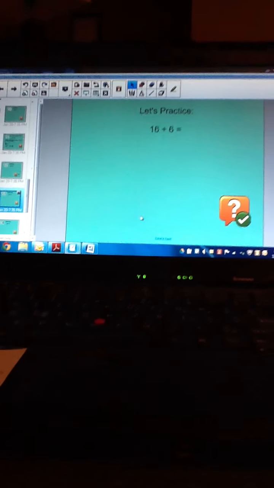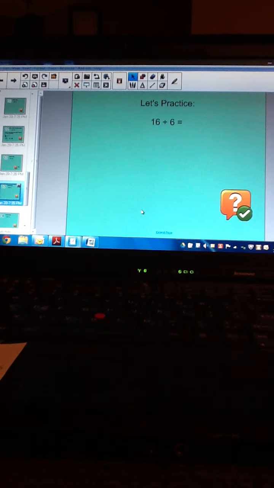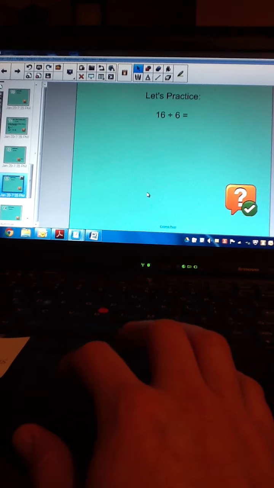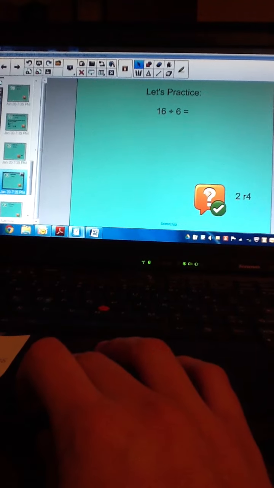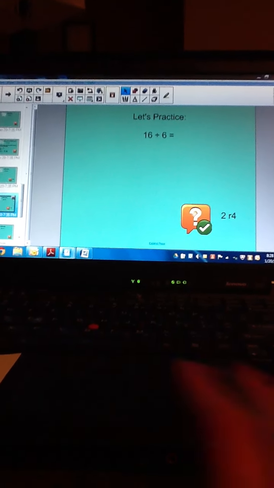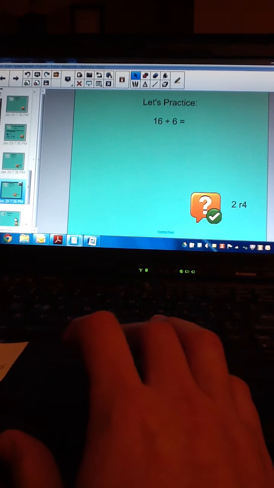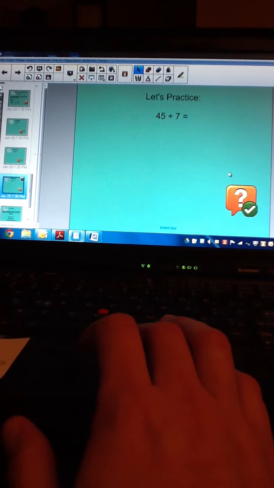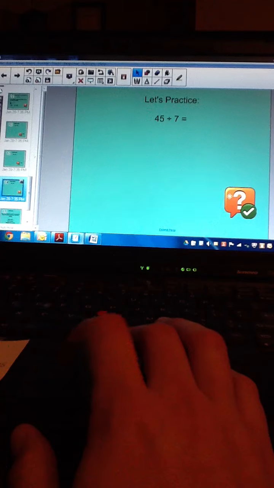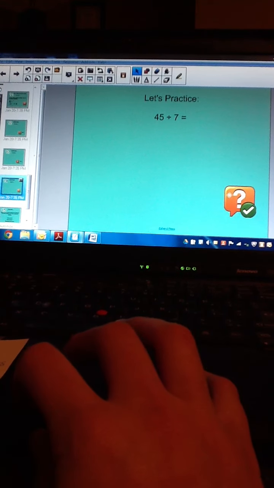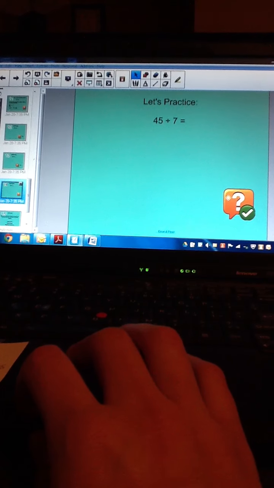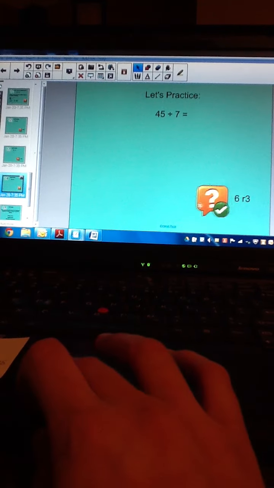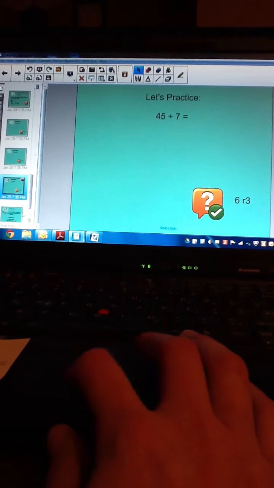Okay, try this one. 16 divided by 6. Pause the video and give that one a shot. Hopefully you said that one was 2 with a remainder of 4. Number 14, 45 divided by 7. Pause the video and try that one. This one will have a remainder. Hopefully you said that the answer was 6 with a remainder of 3.